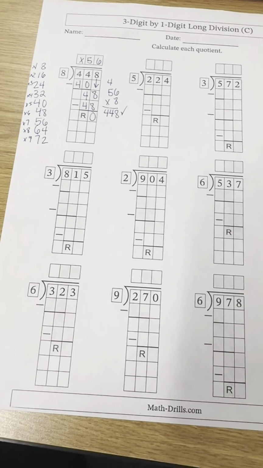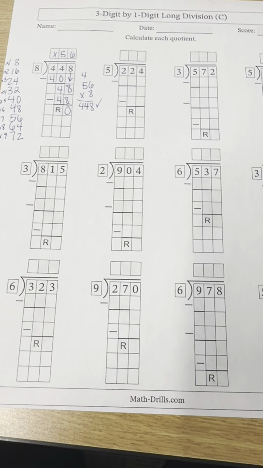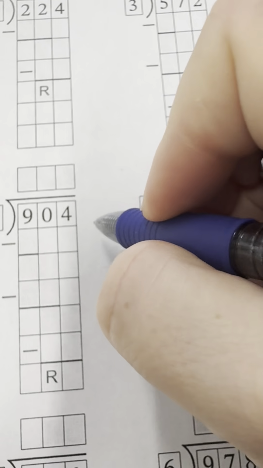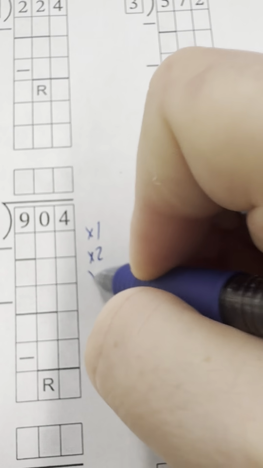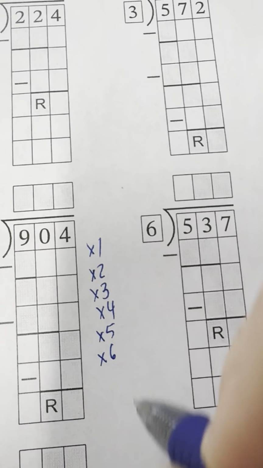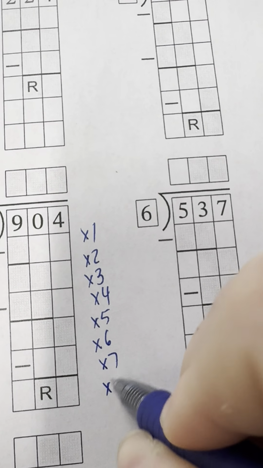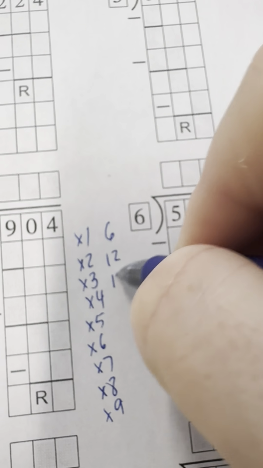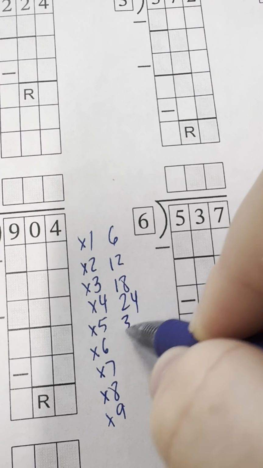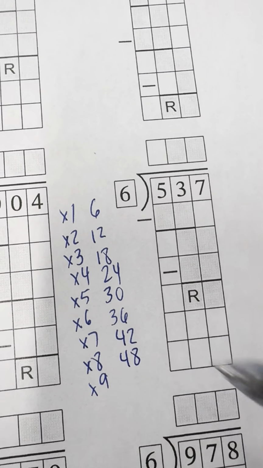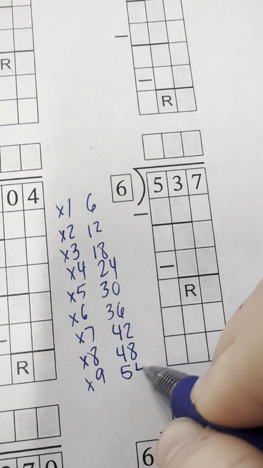Okay, I'm going to look through. Let's do this problem right here. I'm going to list my 6. So I'm going to do times 1, times 2, times 3, times 4, times 5, times 6, times 7, times 8, times 9. List my 6 times table. 6, 12, 18, 24, 30, 36, 42, 48, and then finally 54.